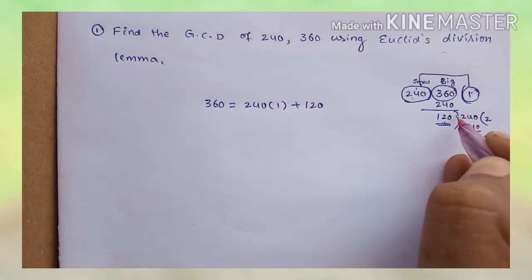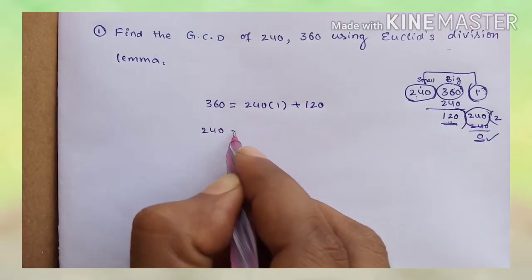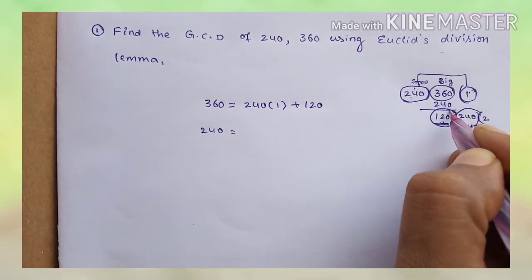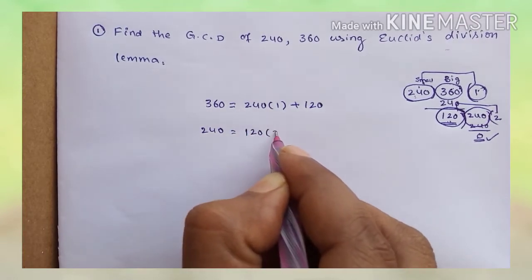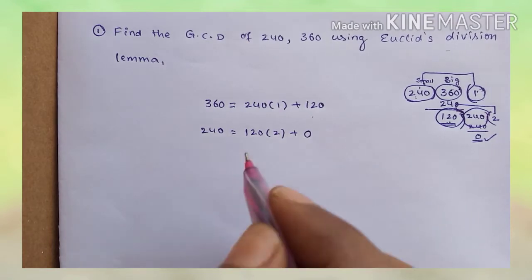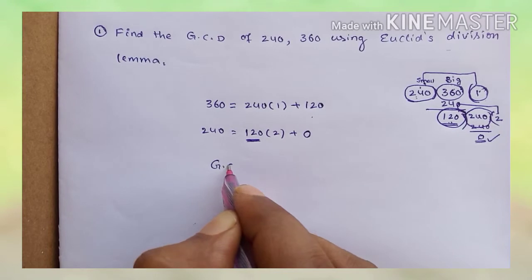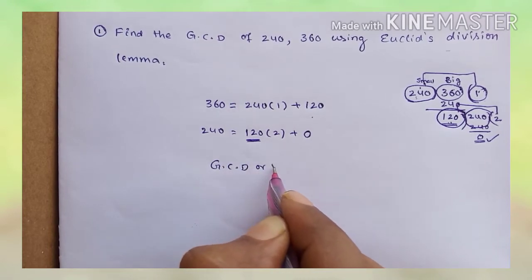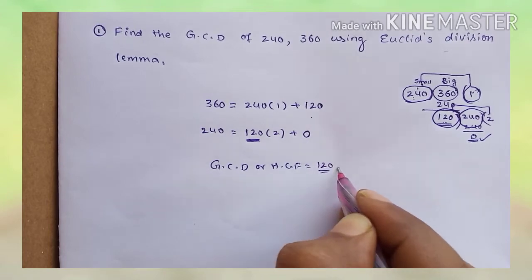In the next step, again the same: dividend 240 is equal to divisor into quotient plus remainder, 120 twos plus remainder value 0. So what is the last divisor here? 120. Therefore GCD or HCF is equal to 120.